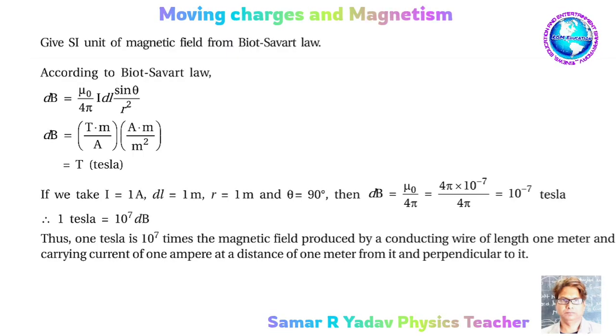Therefore 1 Tesla is equal to 10 to the power 7 dB. Thus 1 Tesla is 10 to the power 7 times the magnetic field produced by a conducting wire of length 1 meter carrying a current of 1 ampere at a distance of 1 meter from it and perpendicular to it.